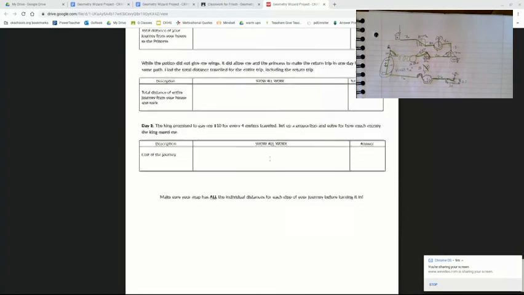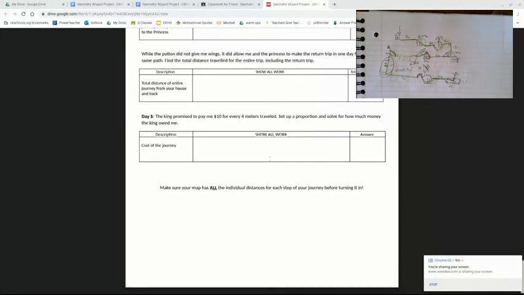The king promised to pay me $10 for every 4 meters I traveled. Set a proportion and solve for how many. So you've got some distance that you traveled. I'll just call it Y. You get paid, and it's going to be Y meters, right? You get paid $10 for every 4 meters, right? So hint, hint. Some proportion.